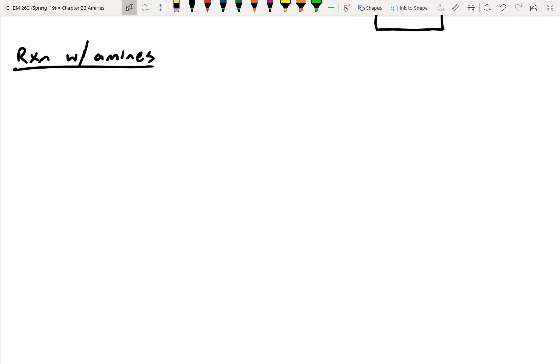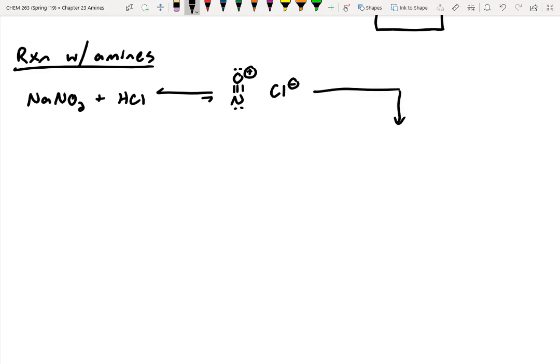All right, so like we saw just above, we had NaNO2, the sodium nitrite, and HCl. In this reaction, you're going to make a little bit of that nitrosonium ion, that nitrogen-oxygen triple bond. I didn't show it as equilibrium above, but it is a true equilibrium reaction. And then the counter anion is going to be chloride floating around in solution. And then in our next step, what we're going to do is treat this with our amine.